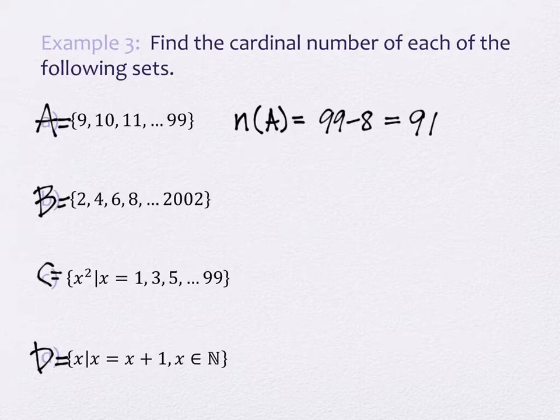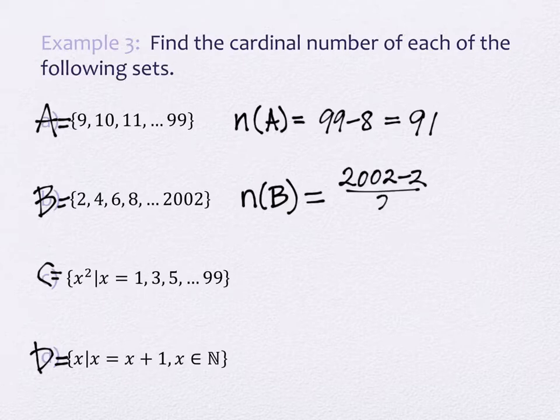How about the number of items in set B? 2,002 minus 2, and then divide by 2. You're so close. Is anybody telling what's off? This is what he suggested. Yeah. What's off? Minus what? Minus 1. Close. It's actually minus 0. So where's the 0 coming from?